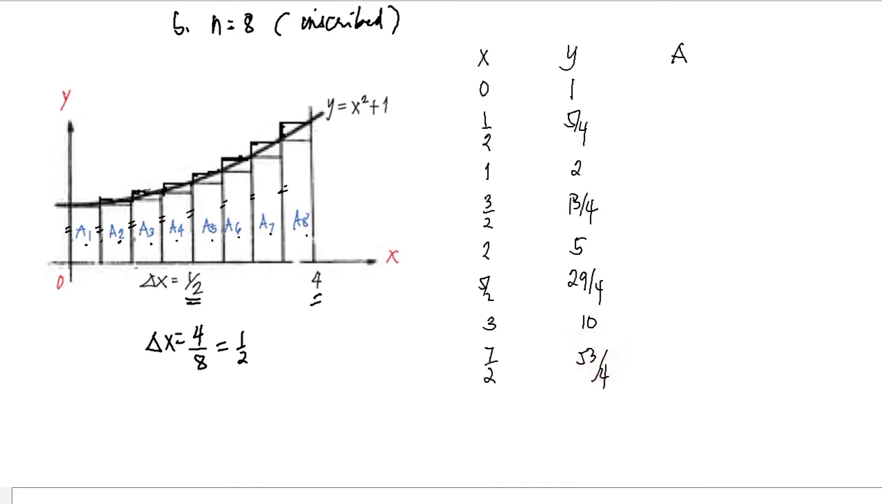Okay? So, since we are going to multiply, no, the delta x with the y, our delta x is 1/2. I-times lang natin siya dito sa y. So, this would be 1/2. This would be 5/8. This would be 1. This would be 13/8. That would be 5/2. That would be 29/8. That would be 5. And this would be 53/8.